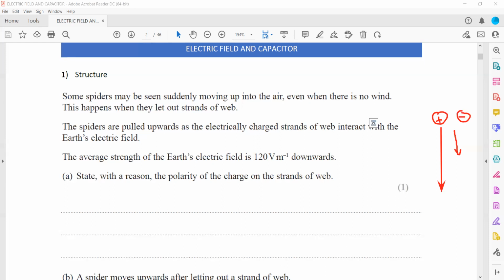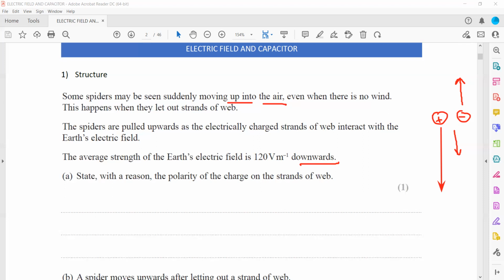Because it is being moved up, as you can see, some spiders may be seen suddenly moving up in air even when there is no wind. This happened when they let out a strand of web. So when they let out a strand of web, the spiders are moving upward. So what will be the charge? Because if it was a positive charge, then it should move in the direction of the electric field, as the electric field is given downward. But because it is moving opposite to the direction of the electric field, it means it is a negative charge.